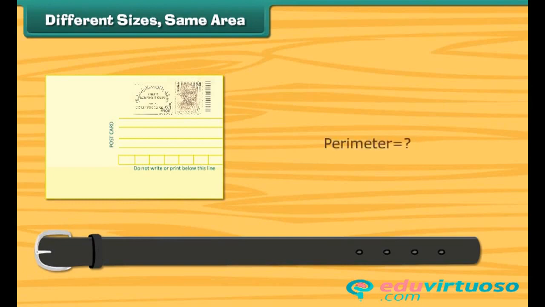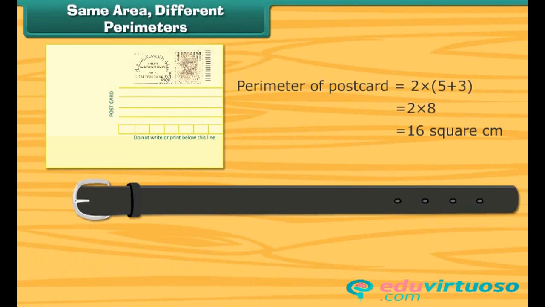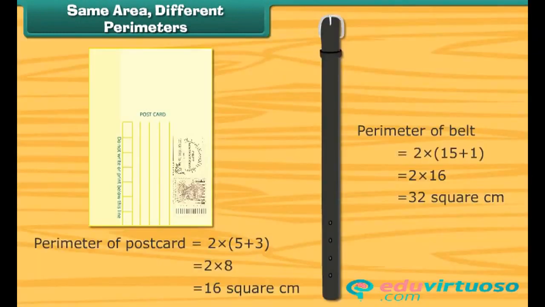Let us find out. Perimeter of postcard is equal to 16 centimeters, while the perimeter of belt is 32 centimeters. Thus, the things with same area can take different forms. The perimeter of such things can be same or different.